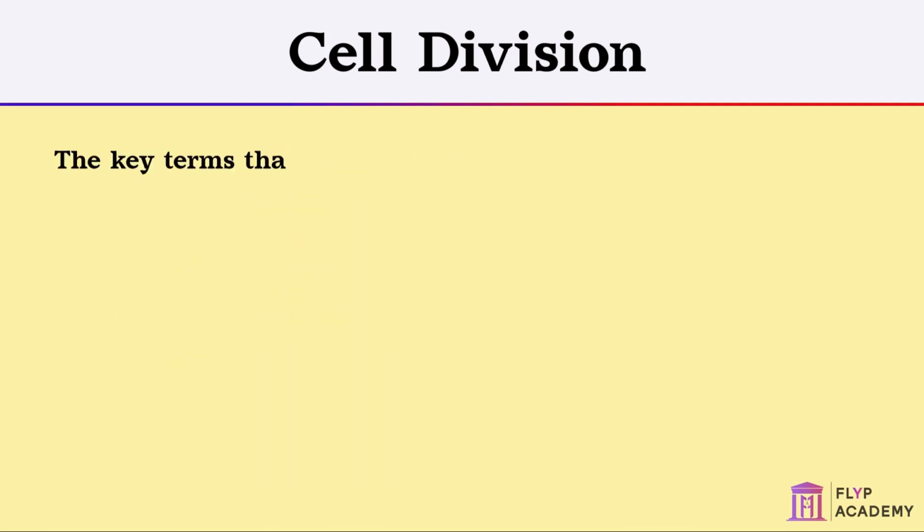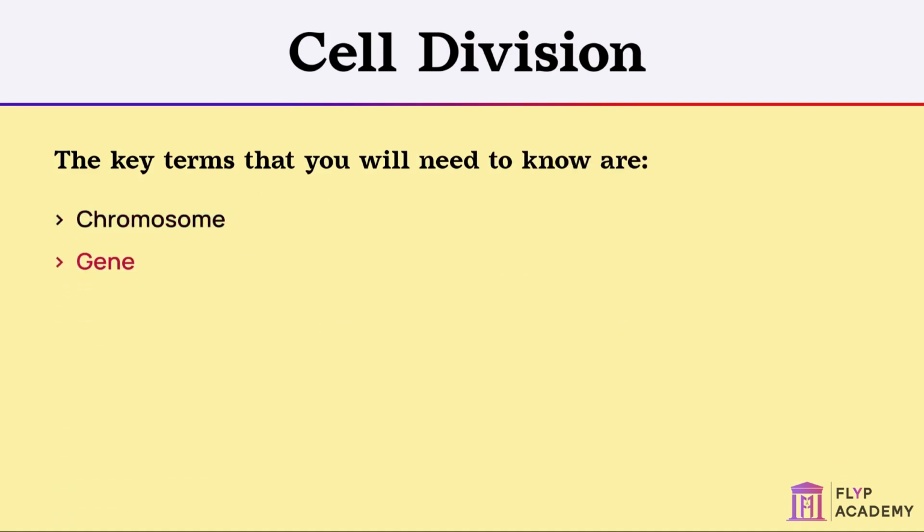The key terms that you'll need to know are chromosome, gene, cytokinesis, parent cell, daughter cells.